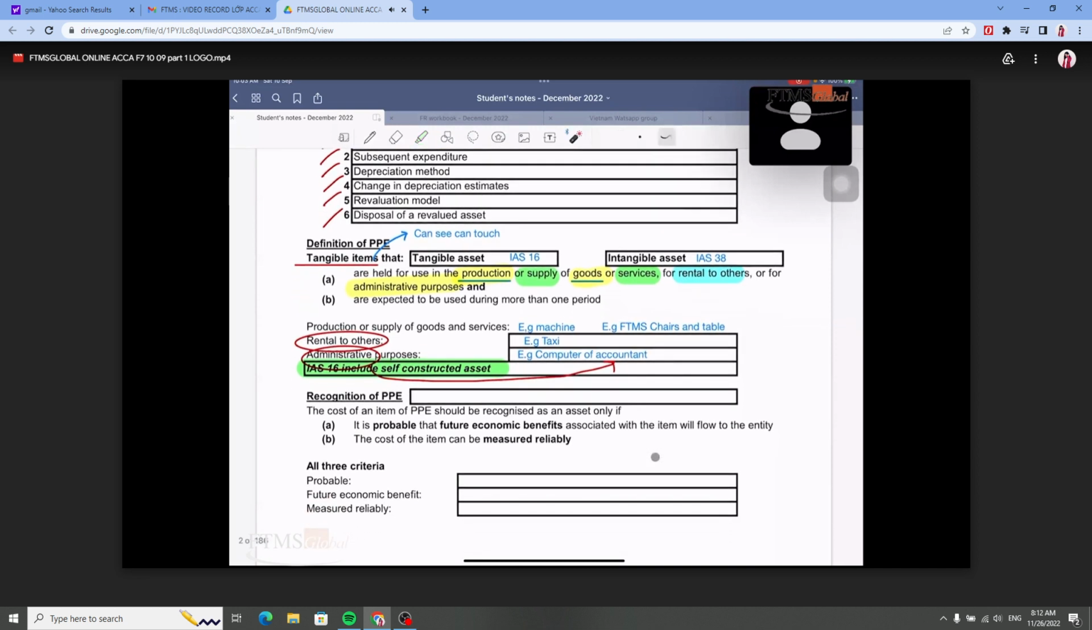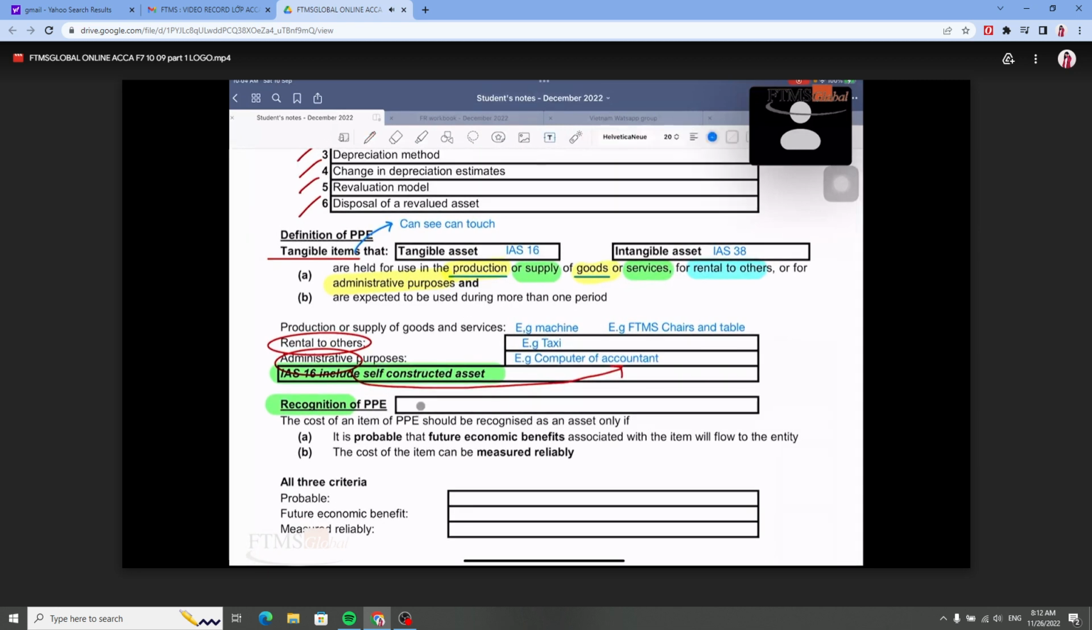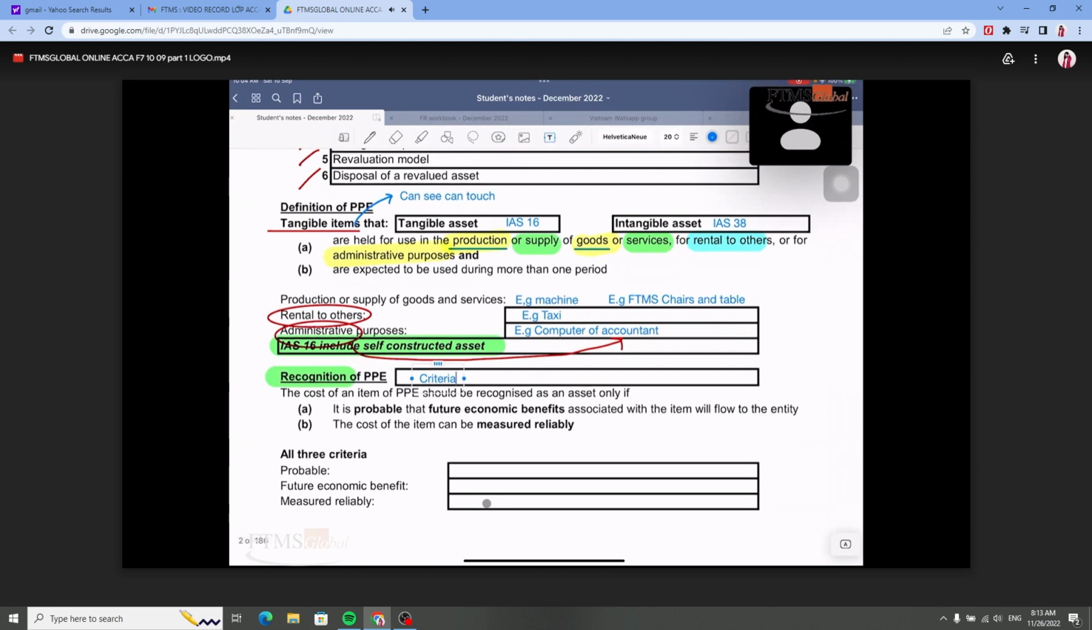Now, once you pass this test, then next we look at the next test, which is called recognition. Usually this recognition, you will see many times. Recognition, in my point of view, simply means criteria, right? Recognition means criteria. So if you want to recognize something as PPE, you need to satisfy criteria.